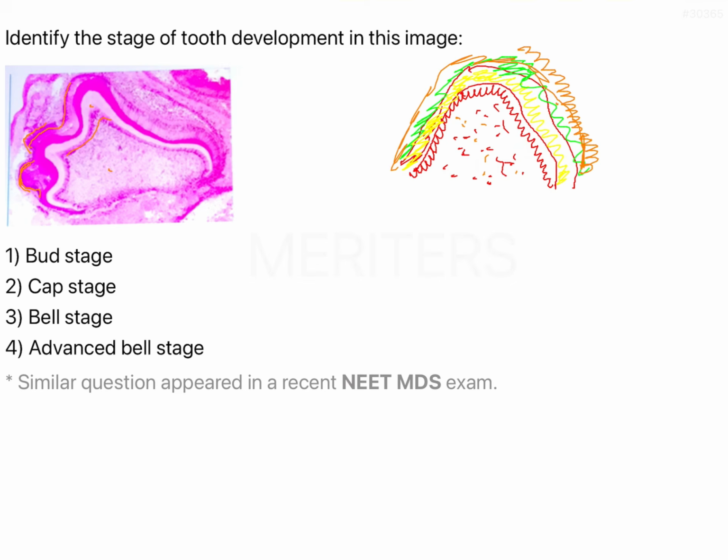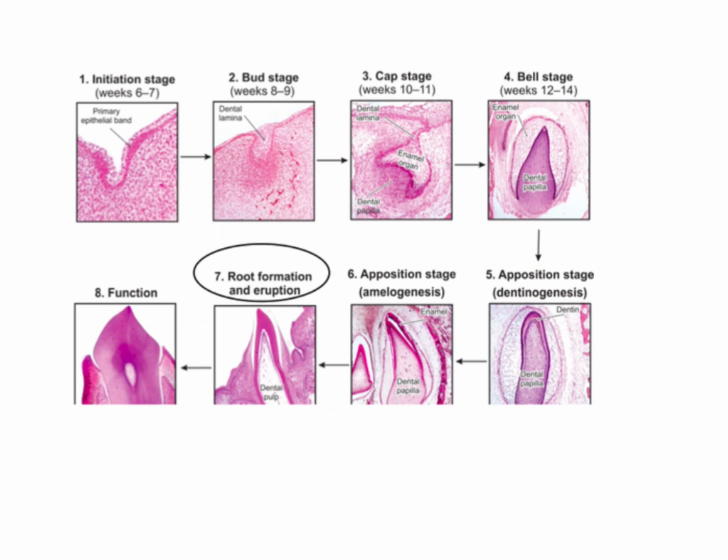So the entire process of tooth development occurs in a set of stages. Initially you have the placode which is formed. This placode after that forms the dental lamina as well as the vestibular lamina. The vestibular lamina gives rise to the vestibule, whereas the dental lamina gives rise to the teeth. From the dental lamina you have a growth which looks like a bud, and that is why it is called the bud stage.